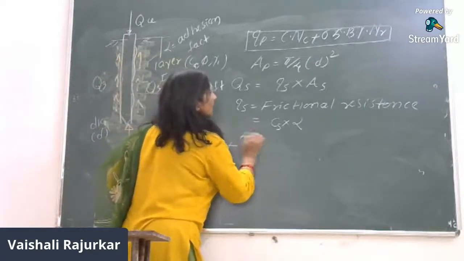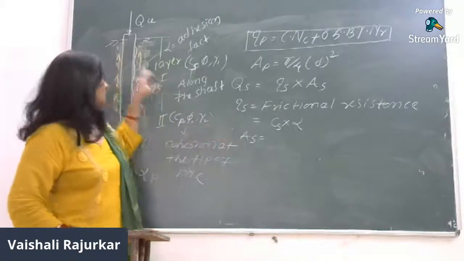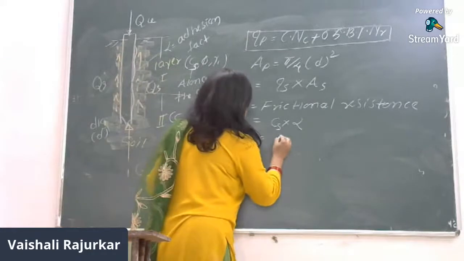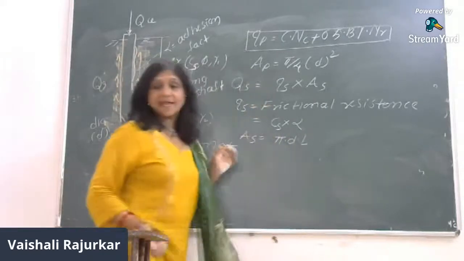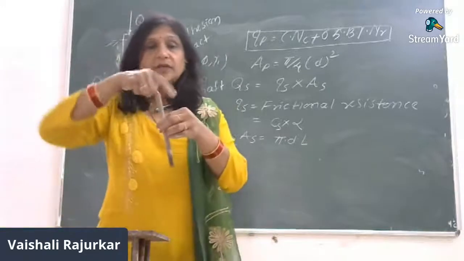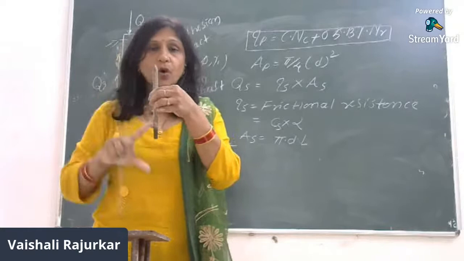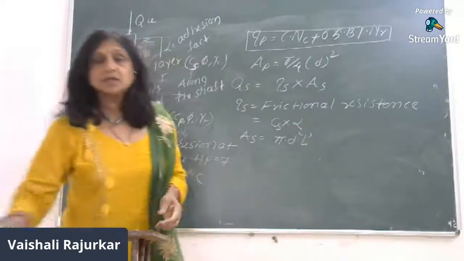So what is AS? A is the perimeter at which the frictional resistance is acting, and therefore this AS is equal to pi into D into L, because it is acting over the whole length. Even though we are taking the perimeter into consideration, it will be acting over the whole length, therefore we will consider this L also. Right?